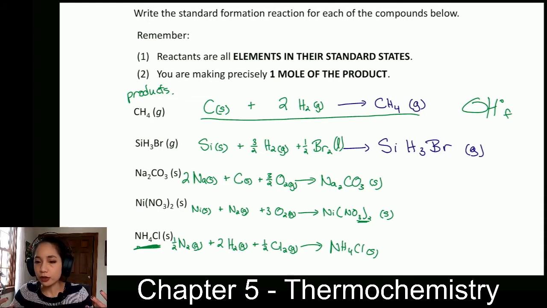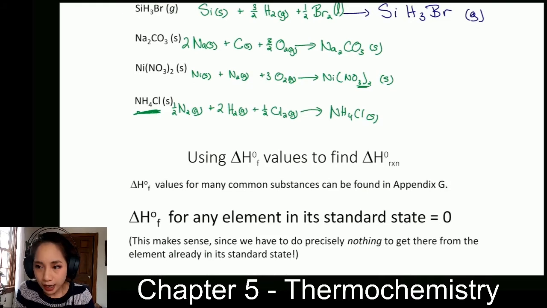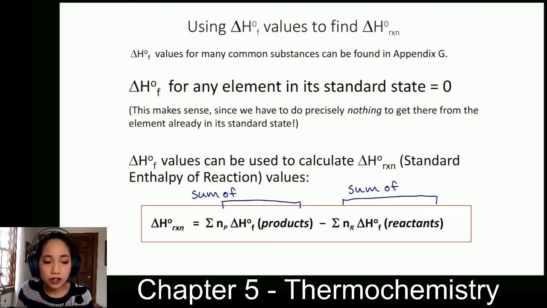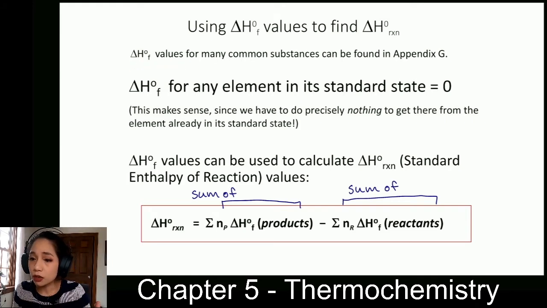All right, so now that we've talked about delta H's of formation and how we can make those chemical reactions associated with the delta H of formation values given in the appendix, how does that relate to Hess's law? Well, we can use these delta H values to find the target delta H of a reaction in its standard state. So these delta H values that you can get in Appendix G, you can put them together to get the delta H naught of any chemical reaction.